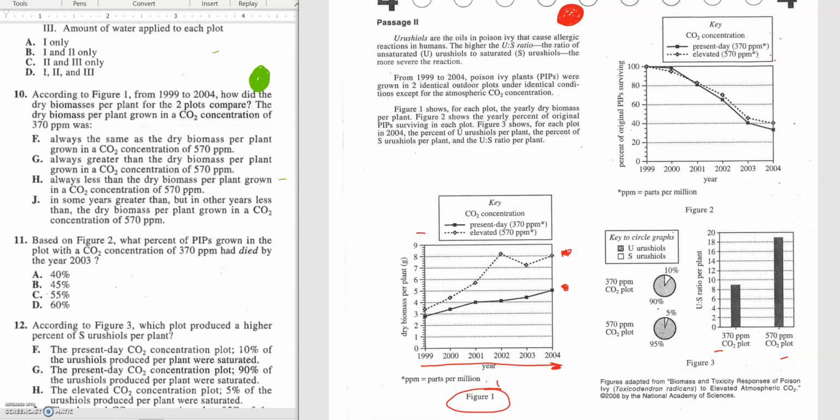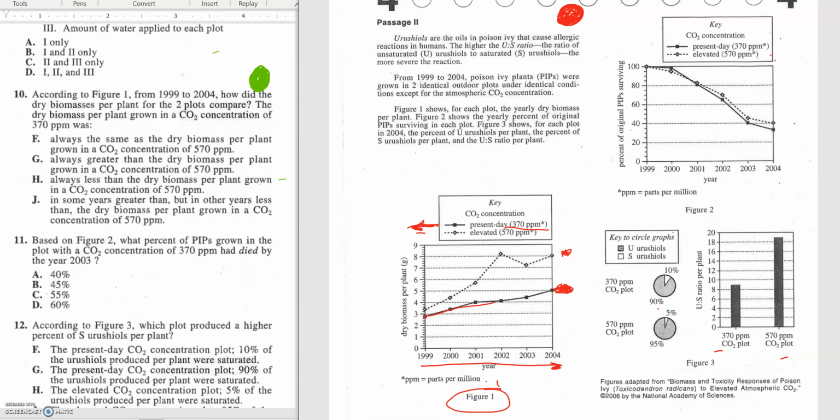The dry biomass per plant grown in CO2 concentration of 377 ppm was... All right, so they're referencing this one, the black square, right? This is the one that's the 377. So this one was what? This right here. This is the one we're looking at. Was always the same as the dry biomass per plant grown in CO2 570. No, it wasn't always the same.